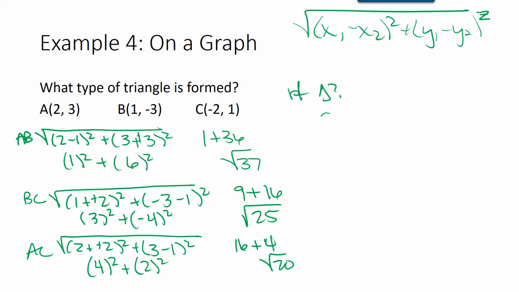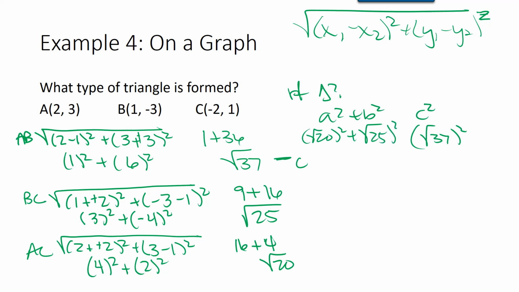Okay? So we're going to plug them into a squared plus b squared equals c squared. Now, like I said yesterday, the one with the biggest radicand is going to give you the biggest decimal. So that has to be our c value. That tells us here that the square root of 37 has to be our c value. And then we can plug in the other two in any order. Square root of 20 squared plus the square root of 25 squared.